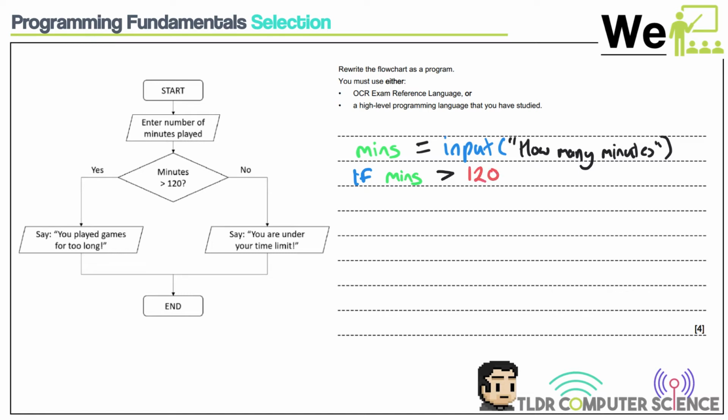Do you remember what we do at the end of an if statement? Yeah, a little colon. Then what do we do? Indent, and we say print, yeah, exactly. Print, and then say, you played games for too long. Because over 120, we do this, and then otherwise, what do we do? Else. And remember, we want to write else in line with the if, otherwise it's not going to work for us. Else, what do I put at the end of else? Colon, and then what I'll do is I'll do print, and what should I print?